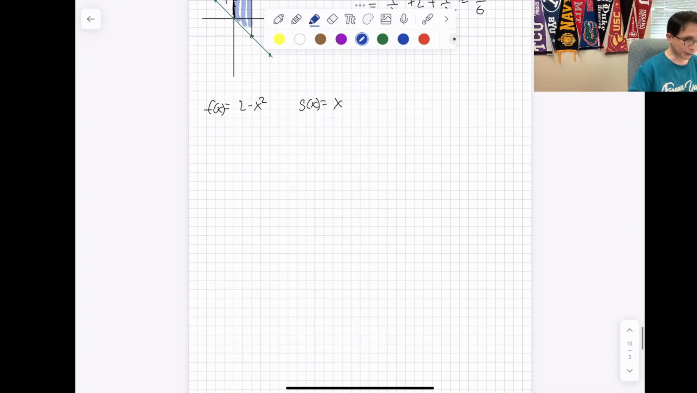Now I'm going to do the second one. F of x equal to 2 minus x squared. G of x equal to x. So let's sketch this graph first.